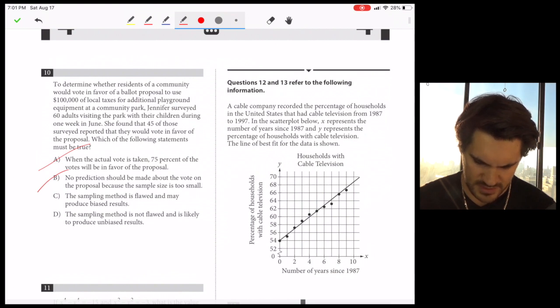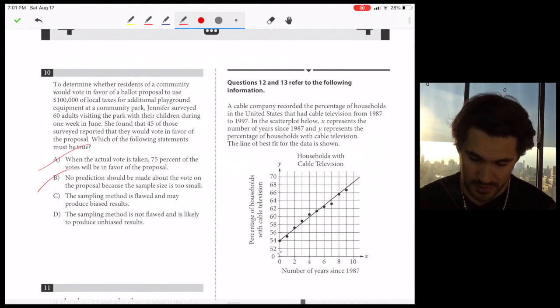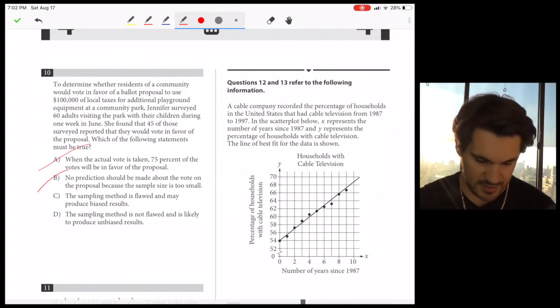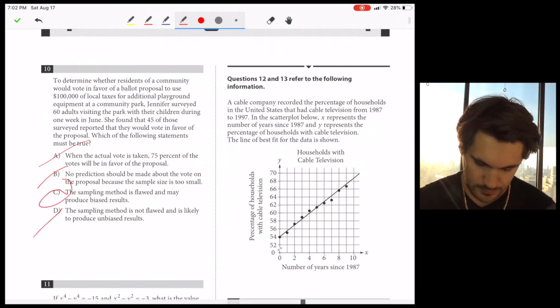Well, D kind of doesn't make sense, right? Because it is flawed. Why is it flawed? Because we're only asking about adults at a playground, right? Adults who are at a playground are more likely to have children, so the results are more likely to be biased. So C is our answer.